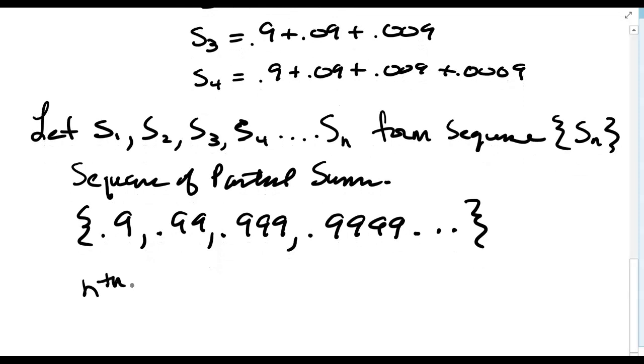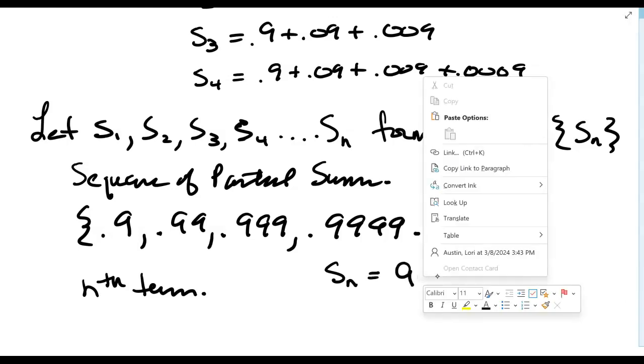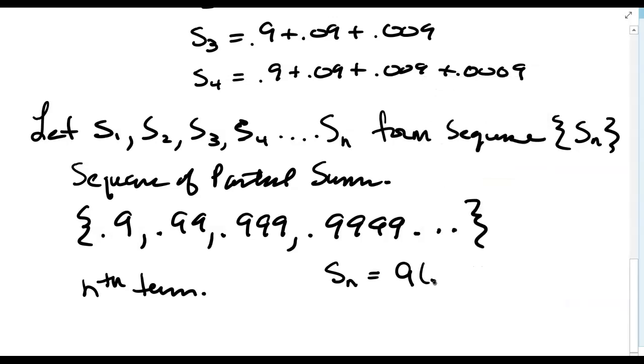So for a sequence, we need that general nth term, and that is actually going to be s sub n, 9 times 0.1 to the kth power. Okay. Or n, sorry.